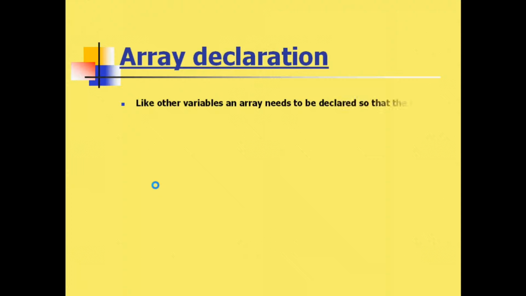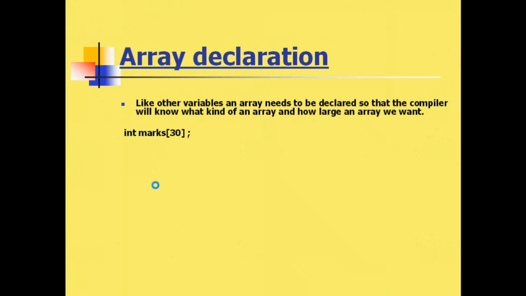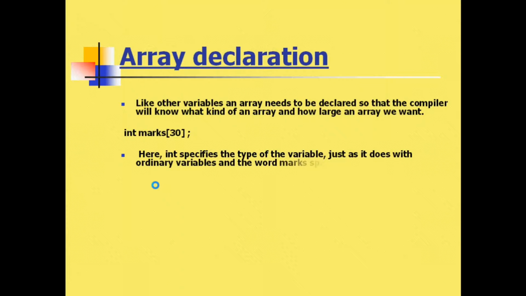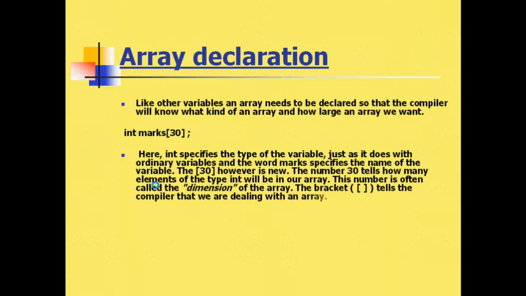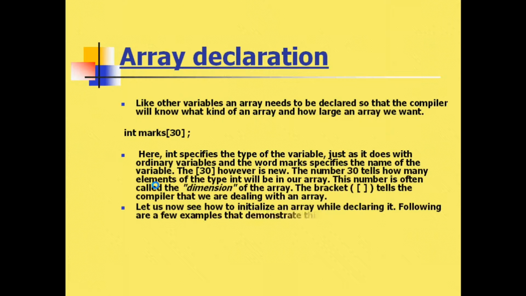Like other variables, an array needs to be declared so that the compiler will know what kind of array and how large an array we want. int marks[30]. Here int specifies the type of the variable, just as it does with ordinary variables, and the word marks specifies the name of the variable. The 30, however, is new. The number 30 tells how many elements of type int will be in our array. The number is often called the dimension of the array. The brackets tell the compiler that we are dealing with an array.